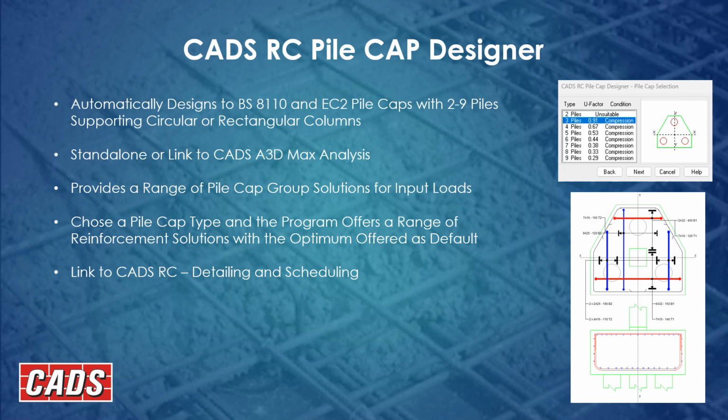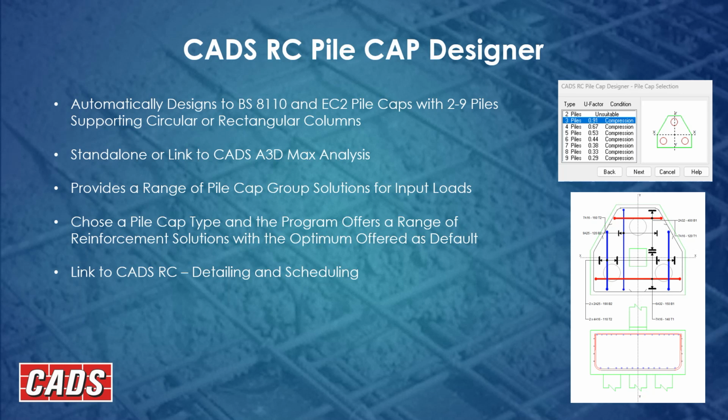What the program does for a given loading is provide you with a range of different PileCaps that work, and you can see top right there a little diagram showing you, in descending order, the efficiency of the PileCaps that we could use. So you can see 0.91 is 91% down to 0.29, 29%. The user just chooses whichever one is preferred.